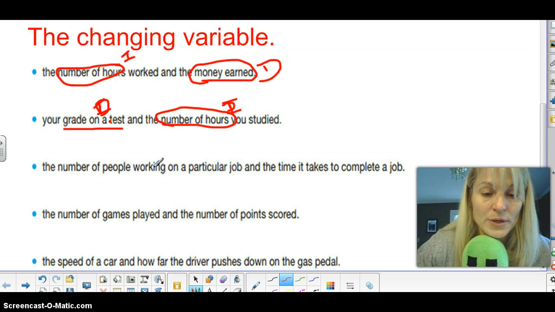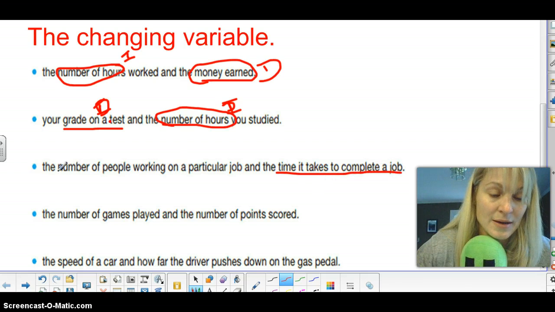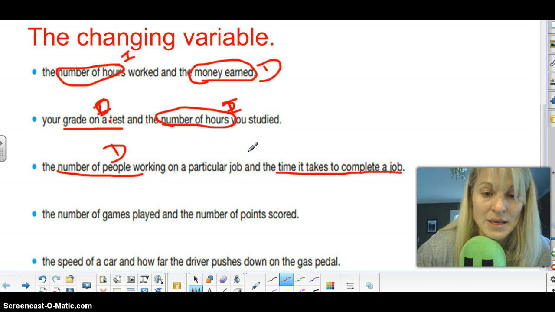The number of people working on a particular job and the time it takes to complete the job. Obviously, most people want a job done quickly. But how quickly it gets done depends on the number of people working. So the people is going to be the independent, and time is the dependent.